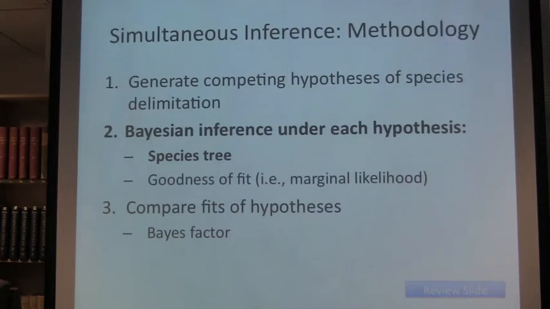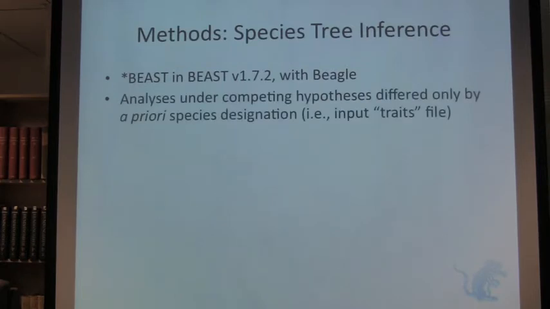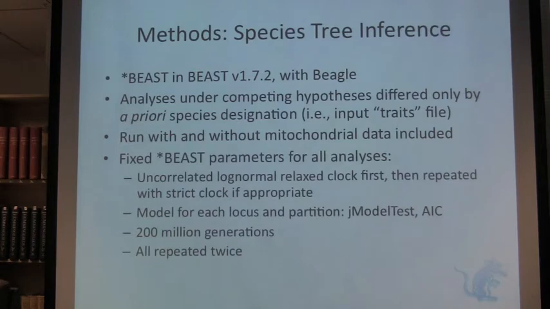The second step of the simultaneous inference methodology is Bayesian species tree inference. All Bayesian species tree inference was carried out in StarBeast, implemented using Beast with Beagle. All StarBeast analyses differed only by the a priori species designations, so here that is the input traits file for StarBeast analyses. All of these analyses were repeated with and without mitochondrial data included. And the parameters shown here were applied for all StarBeast analyses. And again, all StarBeast analyses were repeated twice.